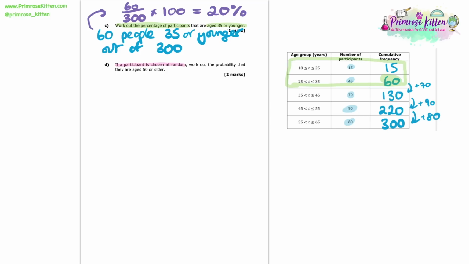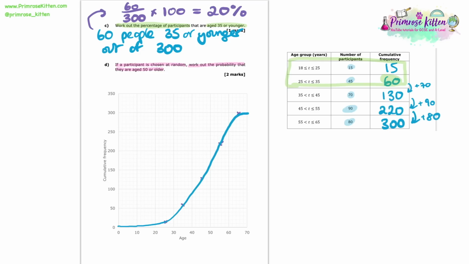If a participant is chosen at random, work out the probability that they are aged 50 or older. So to answer this, I want us to have a look at our cumulative frequency graph again. So 50 or older, let's use our graph and move a line up from 50 until it hits our curve, and then we're going to read across to see what the cumulative frequency is. So we're reading across, drawing a horizontal line here, and we'll find that the cumulative frequency appears to be around 170.